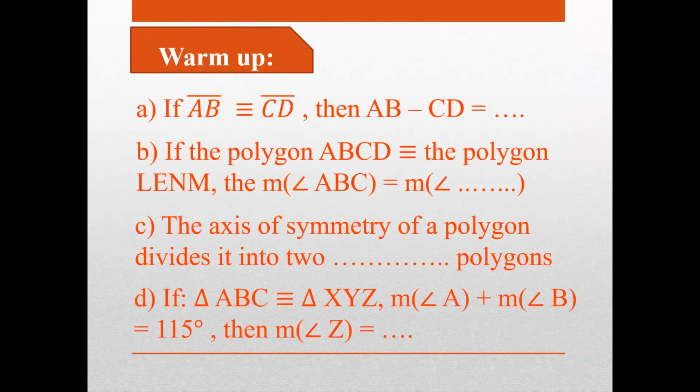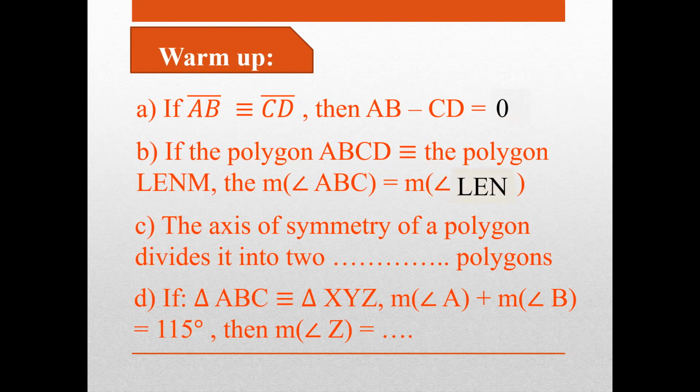AB line segment congruent to CD line segment. The length of AB minus the length of CD equals what? We say that if two line segments are congruent, then the two line segments are equal in length. So if AB is congruent to CD, then the length of AB equals the length of CD. Then the difference between their lengths will be equal to 0.